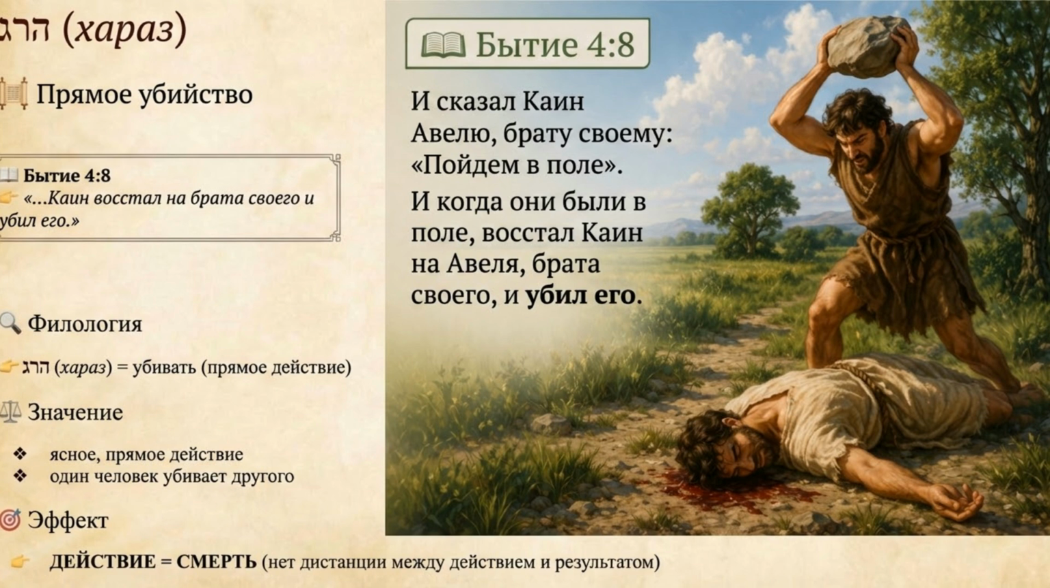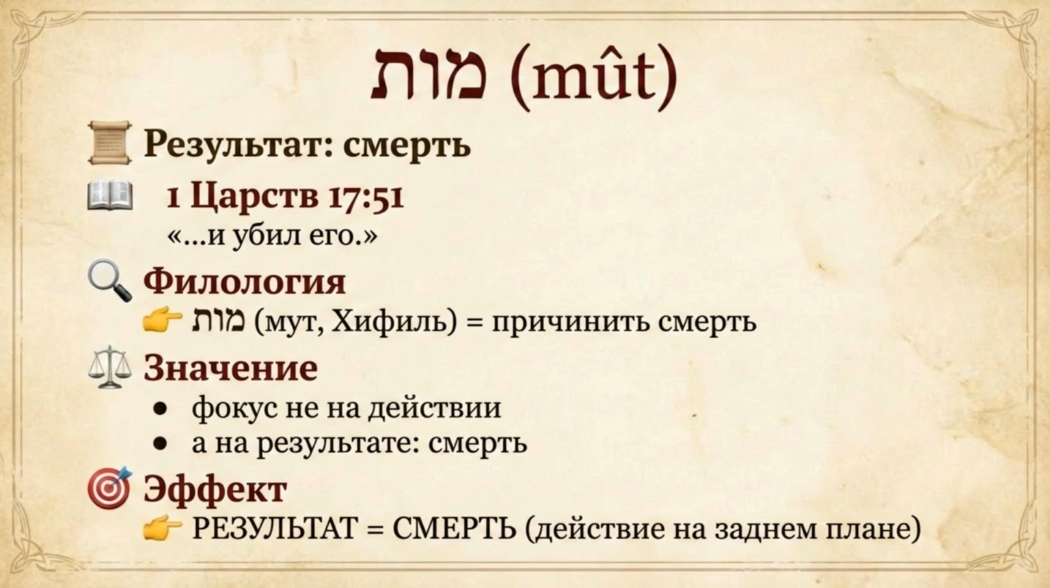Harag refers to direct killing, as seen in Genesis chapter 4, verse 8. It signifies a clear, direct action, where one person kills another, with no distance between the action and the resulting death. The verb mut focuses on the result, death. It is translated as to cause death in the hif'il form. The emphasis is on the consequence, not the action itself.